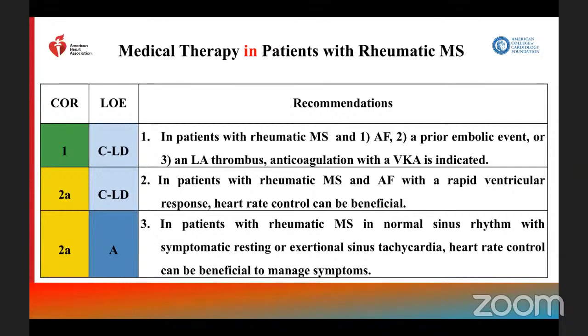For medical therapy in patients with rheumatic MS and atrial fibrillation or prior embolic event or LA thrombus, anticoagulation with vitamin K antagonist is indicated. That's class 1. In patients with rheumatic MS and atrial fibrillation with a rapid ventricular response, heart rate control can be beneficial. That's class 2A. In patients with rheumatic MS in normal sinus rhythm with symptomatic resting or exertional sinus tachycardia, heart rate control can be beneficial to manage these symptoms. That's class 2A as well.